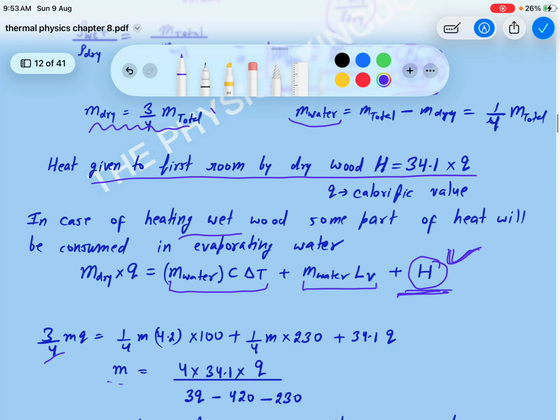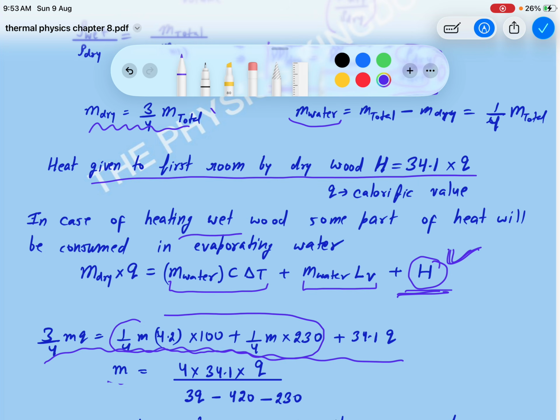Now I am writing this equation, and I am finding that this quantity is more than this. Okay, that is my problem. It means the heat required for water molecules present in the wood to evaporate is basically more than how much heat we can extract from dry wood. So this thing is coming more than this.